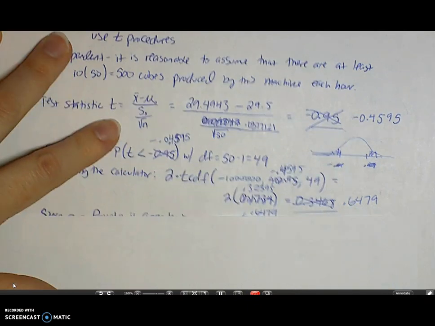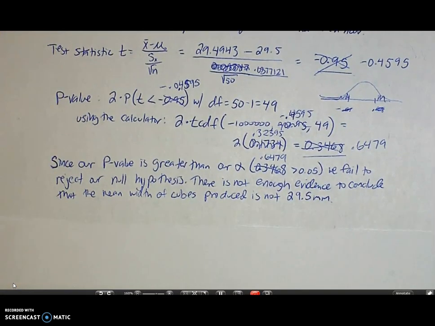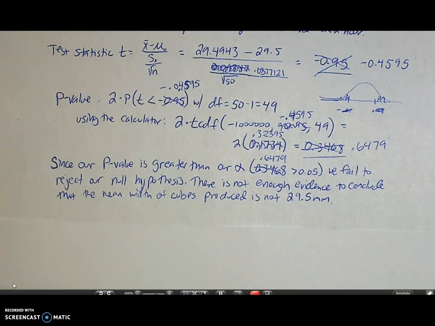So then when you come to your conclusion, even though I'd done my math wrong, I still came to the correct conclusion, because my p-value was actually greater than our alpha. So we're going to fail to reject our null hypothesis, and then we say that there is not enough evidence to conclude that the mean width of cubes produced is not 29.5. Notice how I'm not saying that the mean is 29.5. We're just saying that I don't know enough to say that it's not 29.5.